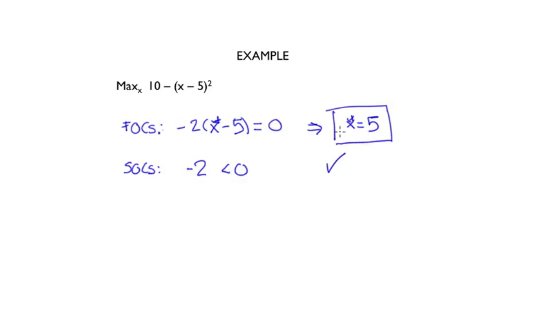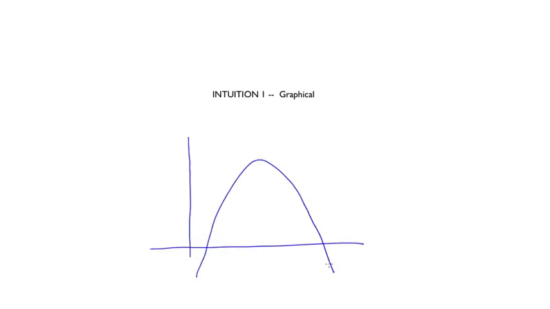Let me provide you with 3 different types of intuition for why the first and second order conditions look like they do. Let's start with a graphical intuition of the first order conditions. Suppose that you have a function that looks more or less like this. That is the objective function that we are trying to maximize. Remember that the first order condition states that at any local maximum, the derivative at the optimum has to be equal to 0.